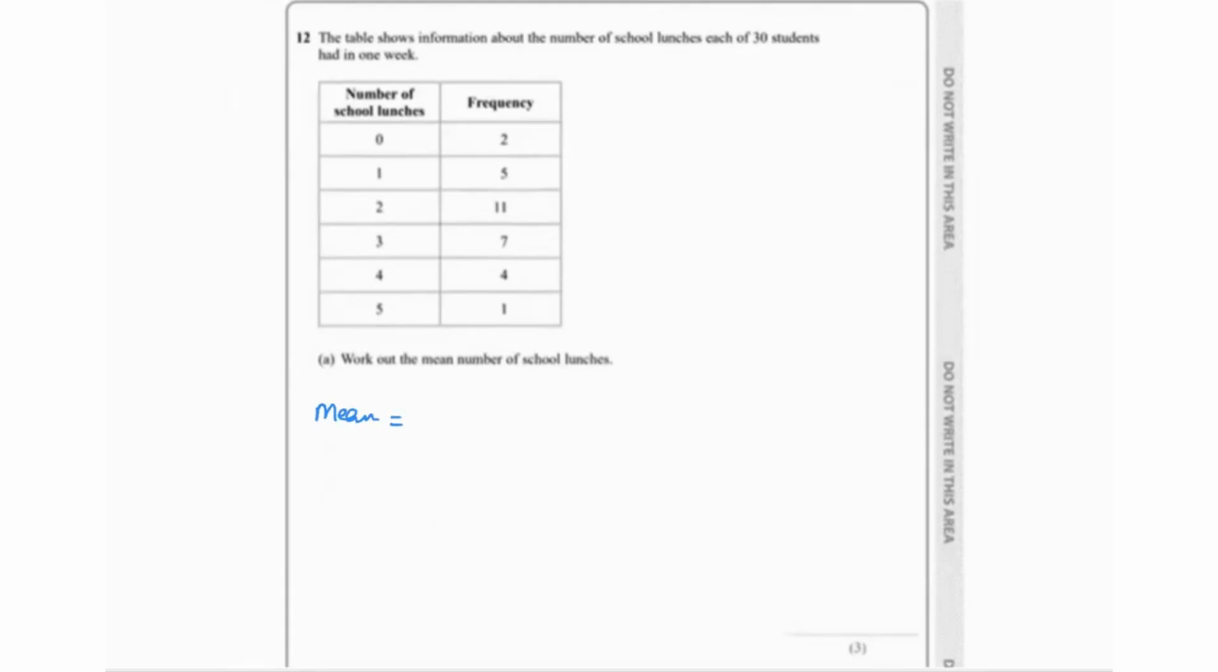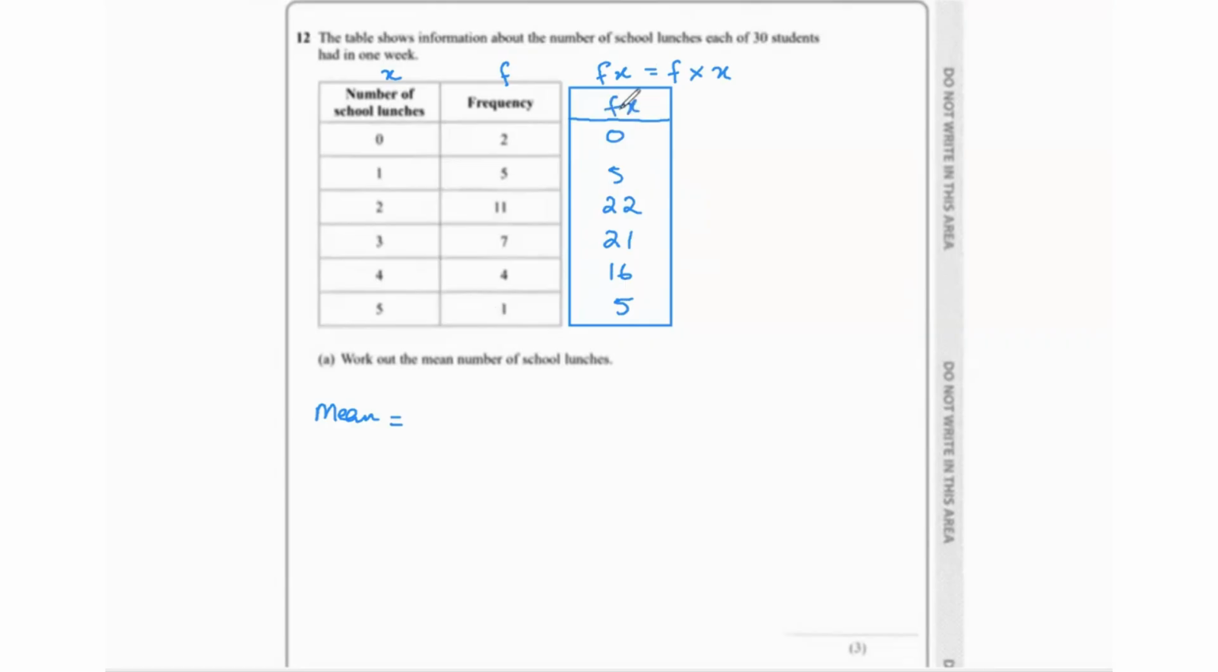let's make a separate column over here where we will multiply the frequency and the x value. This is the x value, this is the frequency value. So this is fx. So 0 times 2 is 0. 1 times 5 is 5. Let me write this as f times x. 2 times 11 is 22. 3 times 7 is 21. 4 times 4 is 16. And 5 times 1 is 5. So these are our fx values.